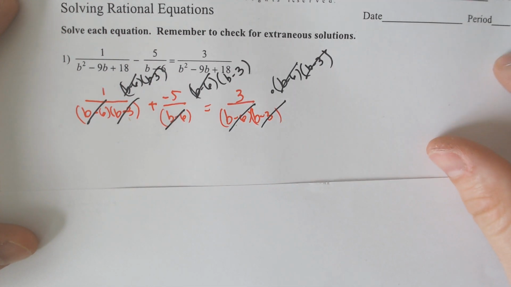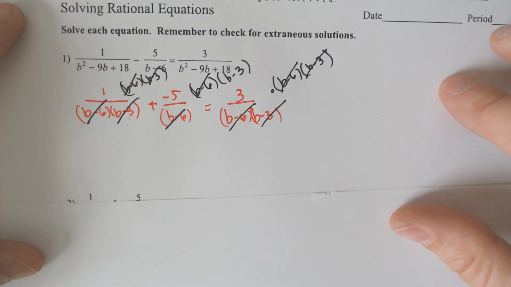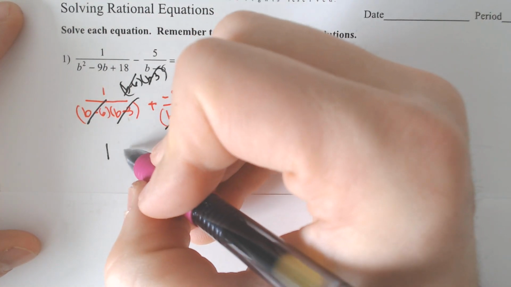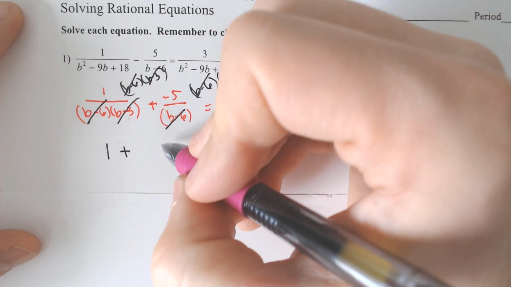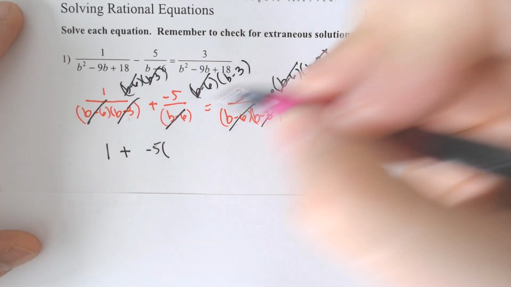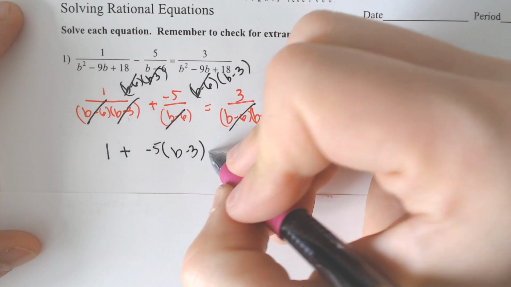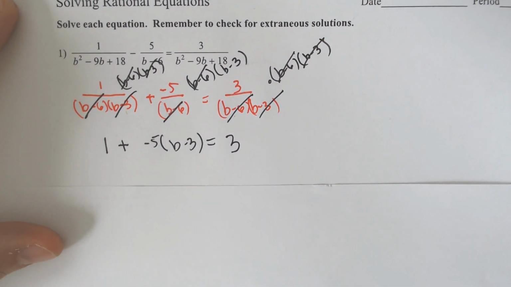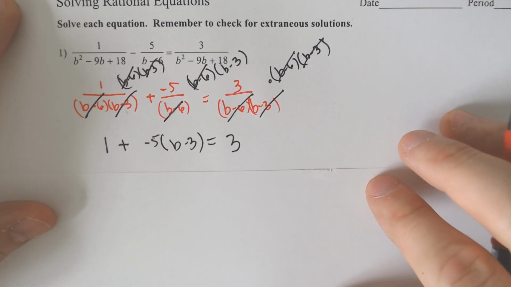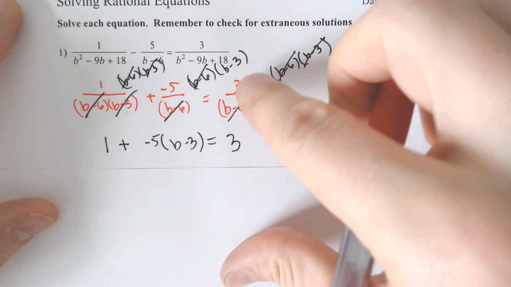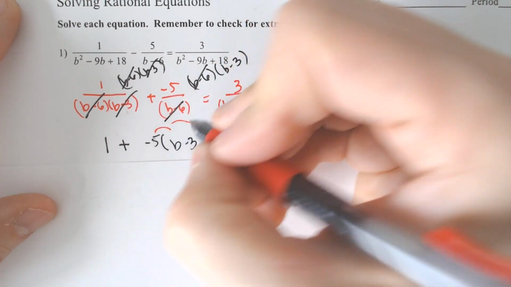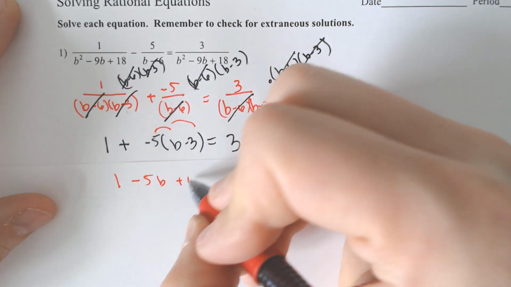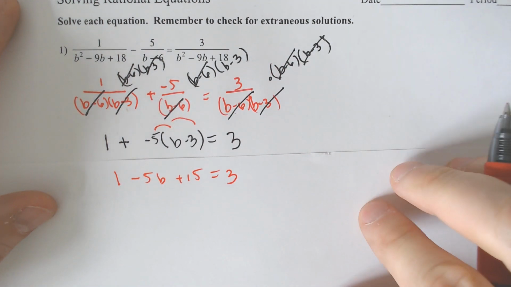And the only thing you have left after all of those canceling is a 1, because everything canceled off the bottom here, plus a negative 5 times a b minus 3, which I supposedly could have distributed, equals 3. Now you have a normal equation that you can go ahead and solve. We're going to distribute the negative 5. We get 1 minus 5b plus 15 would equal 3.